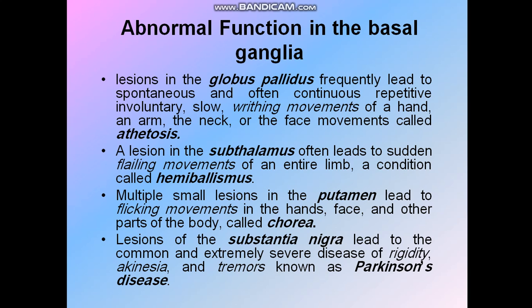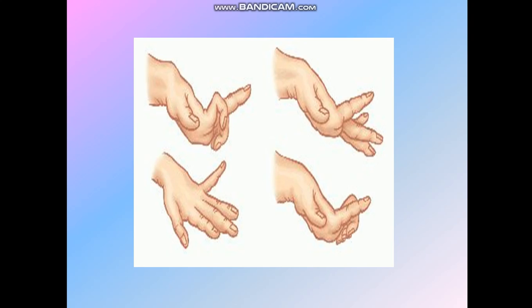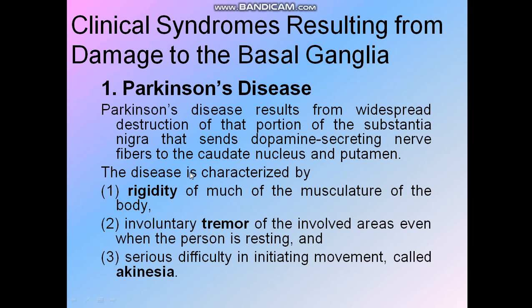Lesion in the subthalamus causes sudden flailing movement of the entire limb, what's called hemiballismus. Also lesions in the putamen lead to flicking, dancing-like movement of the hand, face, and other parts of the body, what's called chorea, and we will come to the disease later, what's called Huntington's chorea. Lesions in the substantia nigra lead to what's called Parkinson's disease, and we will come to it here.